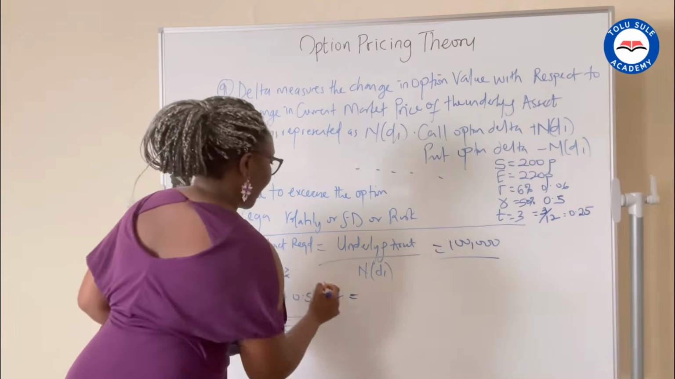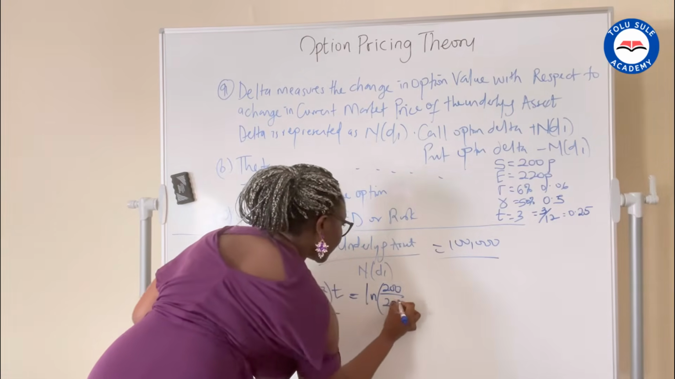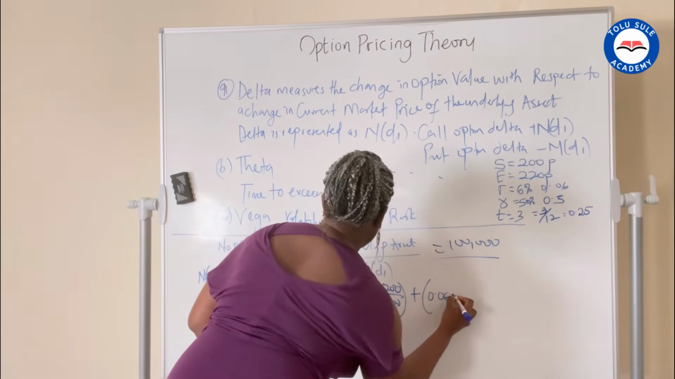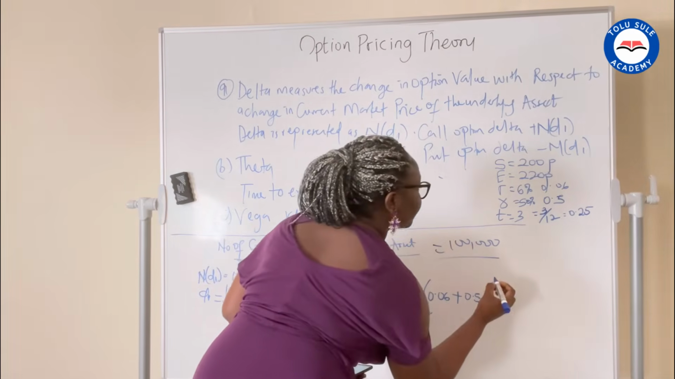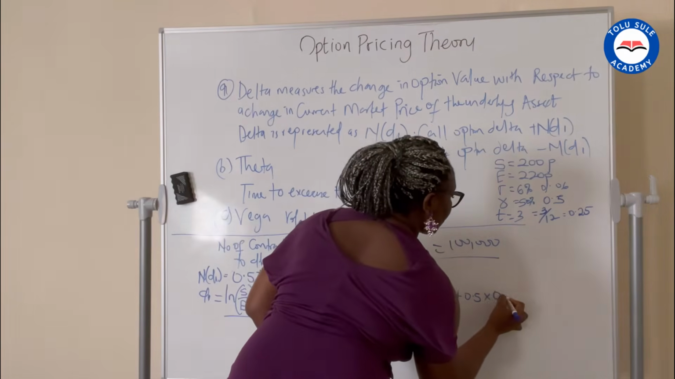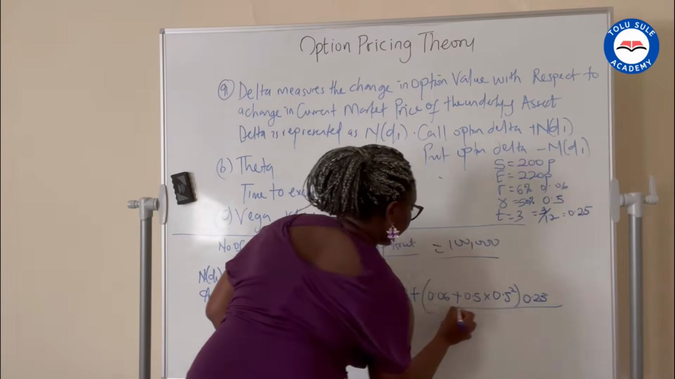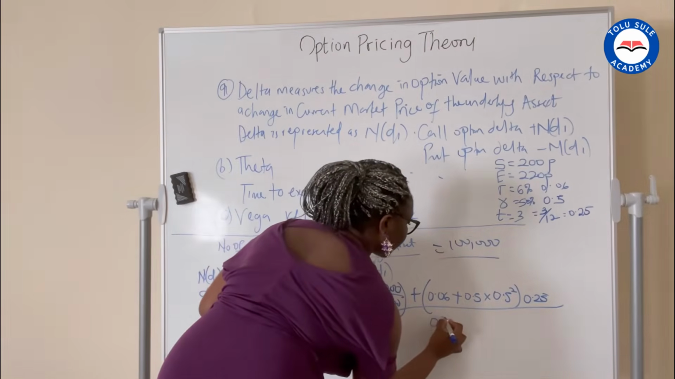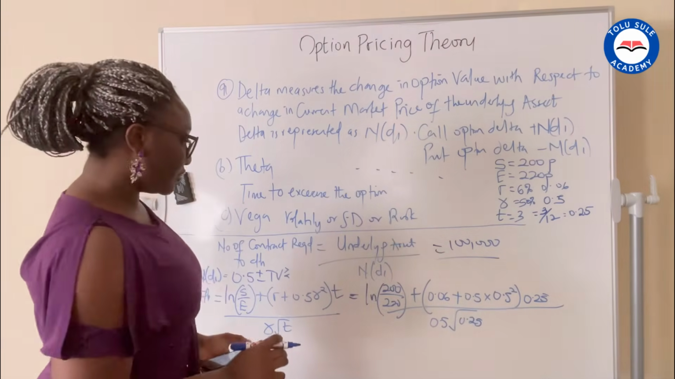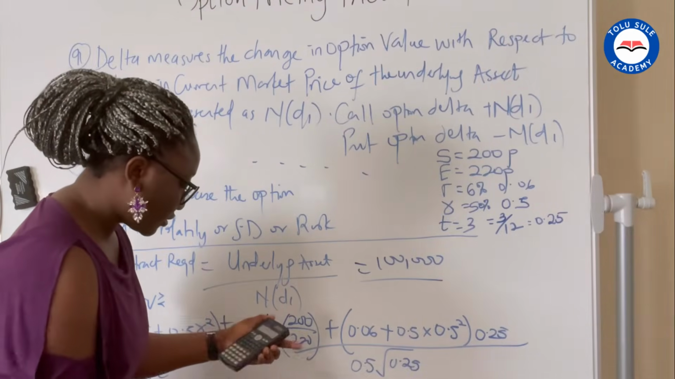Do you understand? So we have natural log S 200 over 220 plus R 0.06 plus 0.5 standard deviation multiplied by, what's standard deviation? Okay, 0.5 square times 0.25, all over standard deviation 0.5 root time 0.25. Put your values carefully, then start putting in your calculator. So you start from here, okay?